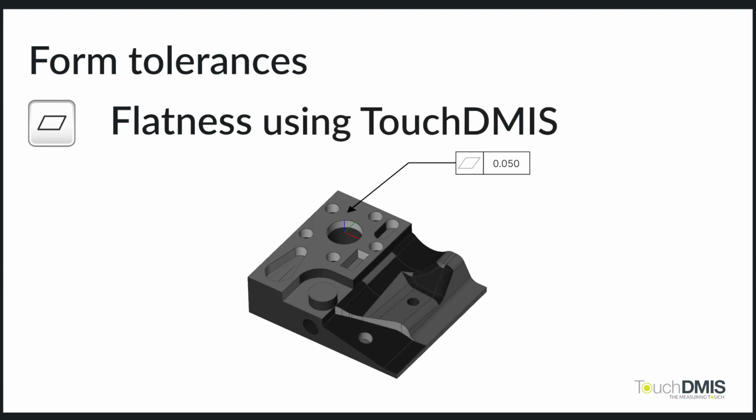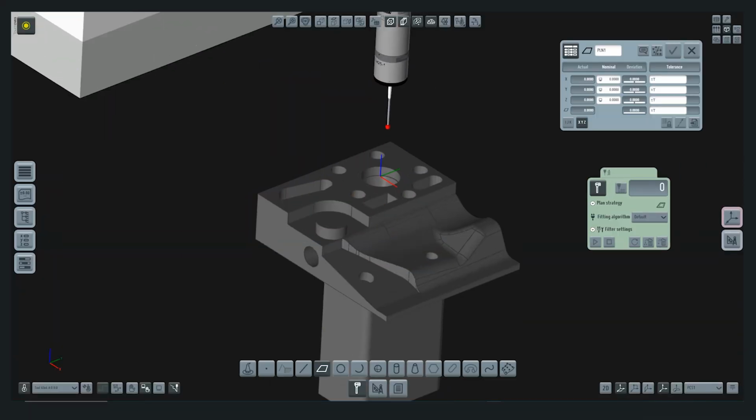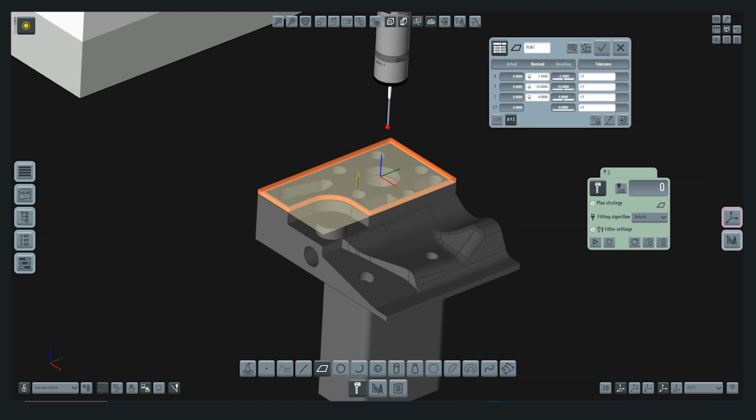Let's see how to measure flatness in TouchDMIS. It's important to remember that form measurement requires more than the minimum number of measured points. Let's start by selecting the plane. Now, in the measuring result window, input the tolerance value. In this case, we use the default predefined value. Measure the plane.